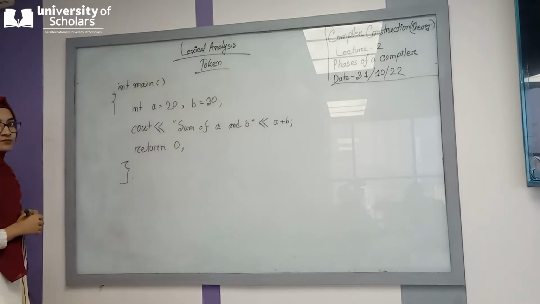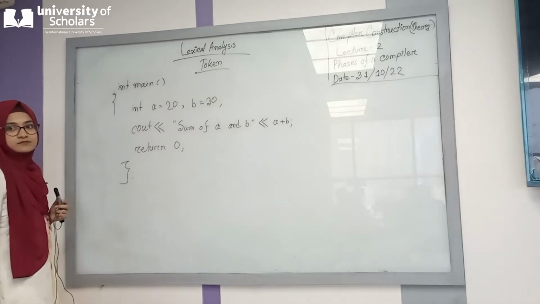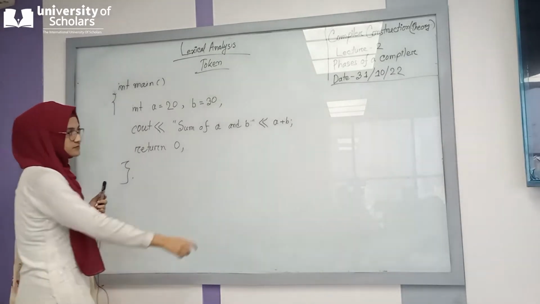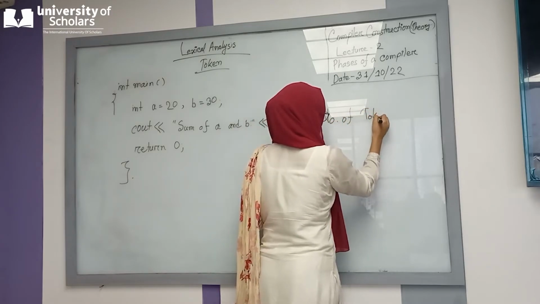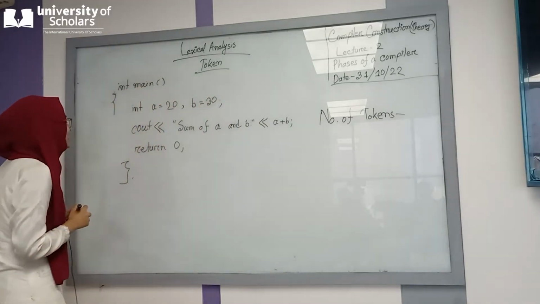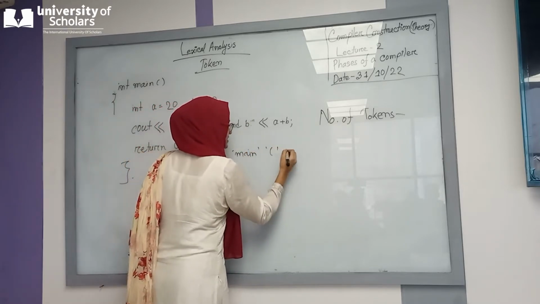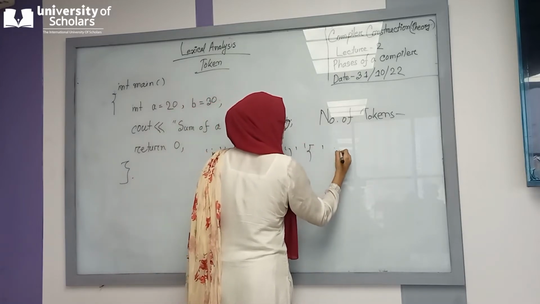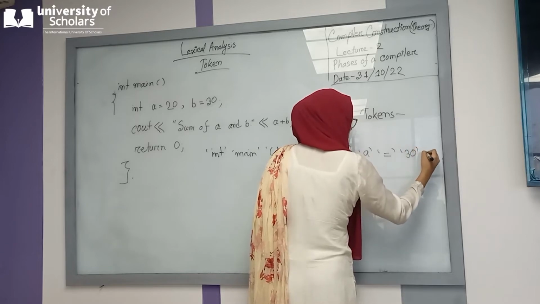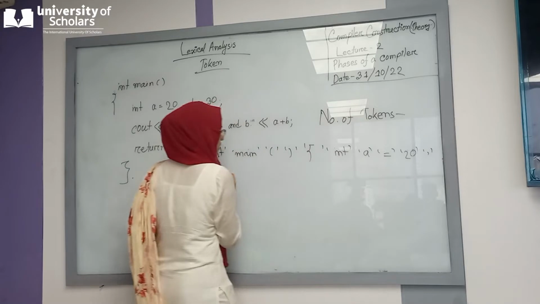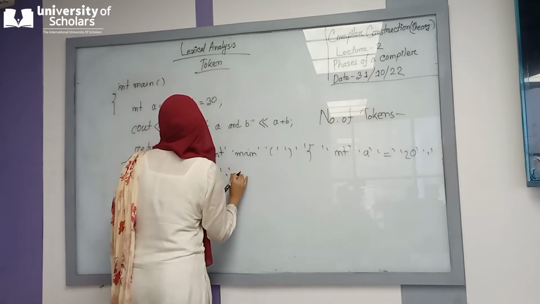Twenty-seven. Sure? I'm sure. Okay, let's do it. First one is int, right? Then main, and the bracket close, segment start, int a equal 20, comma, and b equal 30, semicolon. Okay, then cout.